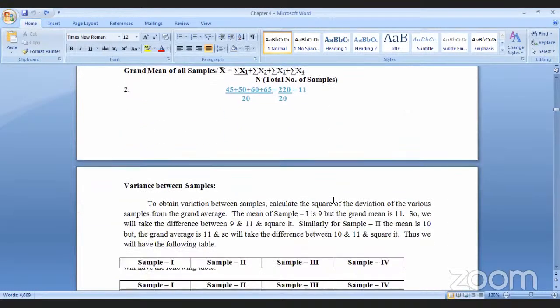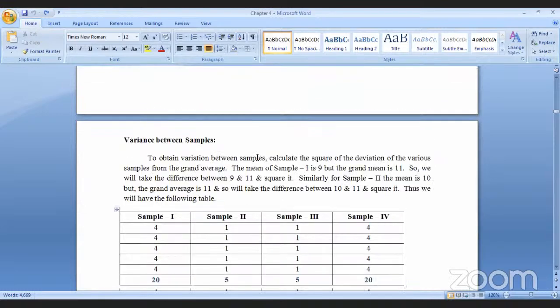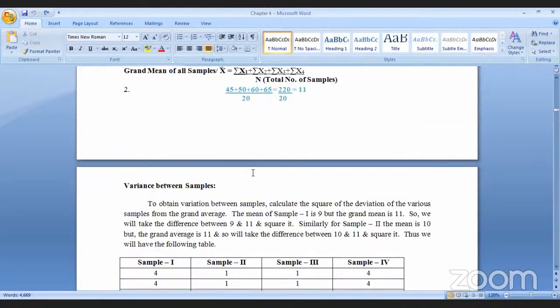Do it in this way. In the exam, after doing this, put the heading variance between the samples. Don't write these theoretical details. This is not required. For your clarification and understanding purposes only, I have written it here. Just note down variance between samples, then go for doing the table.